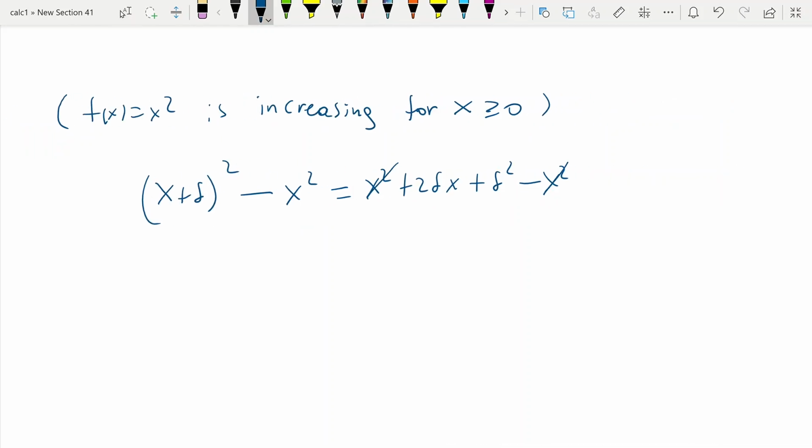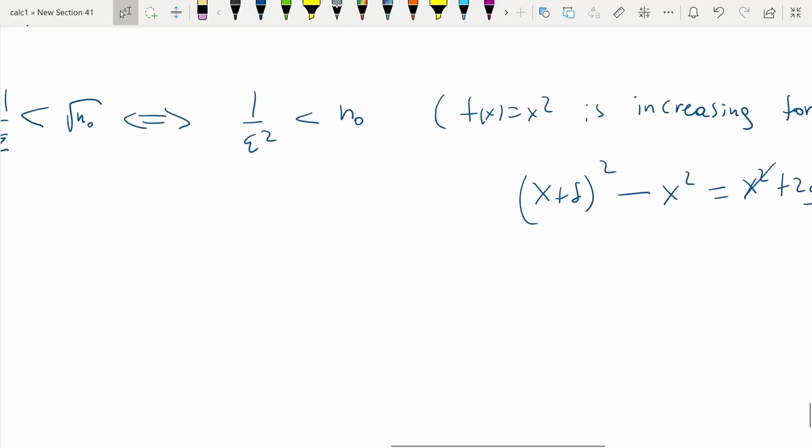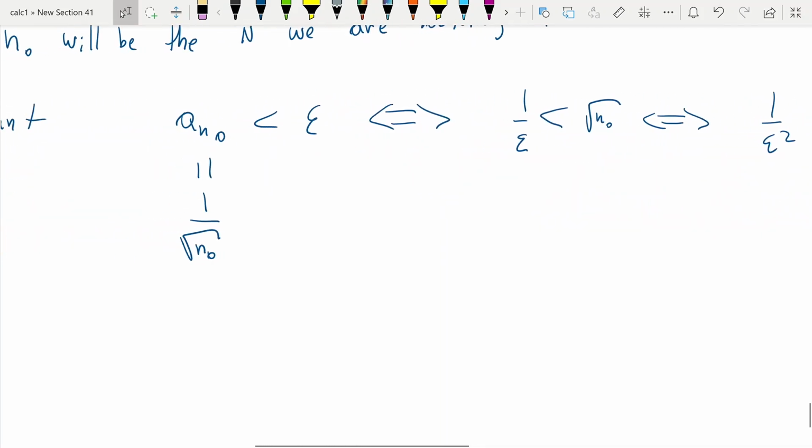Two terms cancel out, but delta is positive, remember, because you're adding something to x, you're making it bigger than x, and x was already positive because we're only considering f of x where x is greater than or equal to 0. And x could be 0, but then you still have this term delta squared, so that is greater than 0. So that means that the difference between x plus delta squared and x squared is positive. So the function is increasing, so it's always going up.